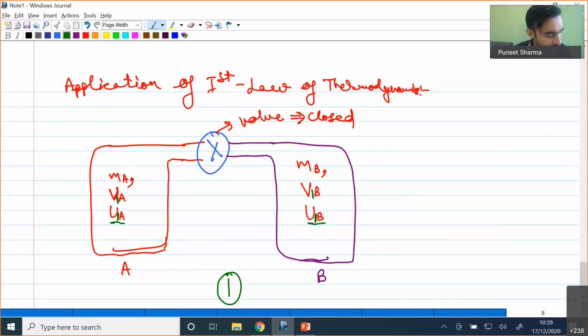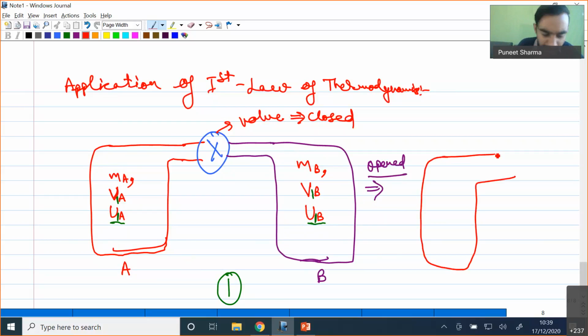Now let me write the equivalent form after we have opened the valve. Once we have opened the valve, we have a direct connection between container A and container B, so the two containers will be directly interacting. Under this condition, my thermodynamic state is 2.